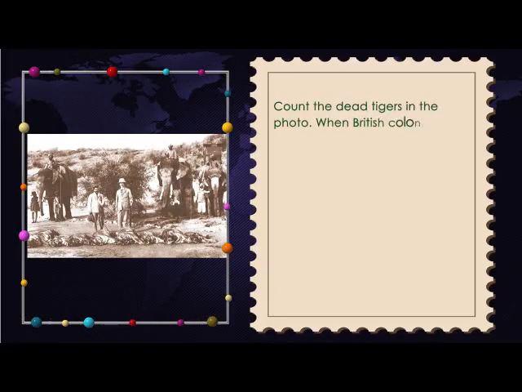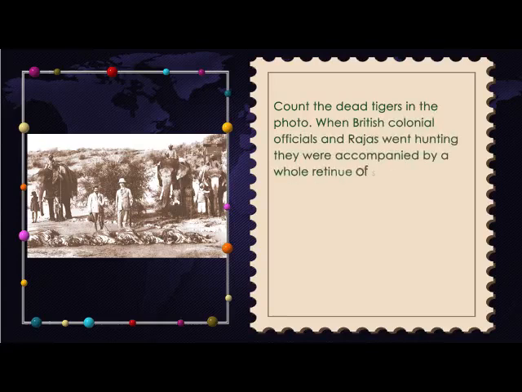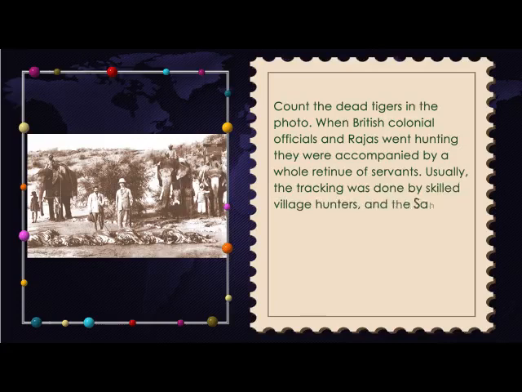Count the dead tigers in the photo. When British colonial officials and Rajas went hunting, they were accompanied by a whole retinue of servants. Usually, the tracking was done by skilled village hunters, and the Sahib simply fired the shot. Give me an analysis on the picture.